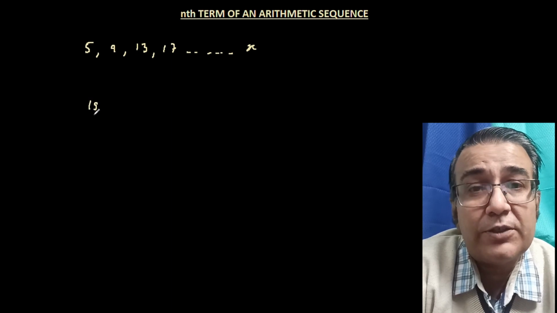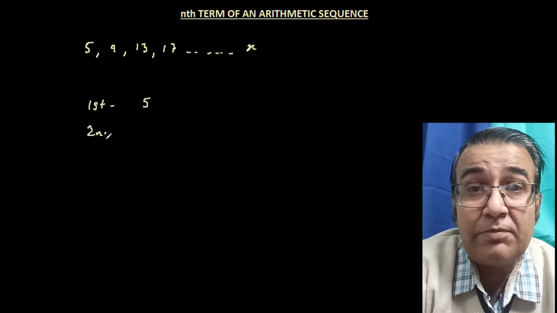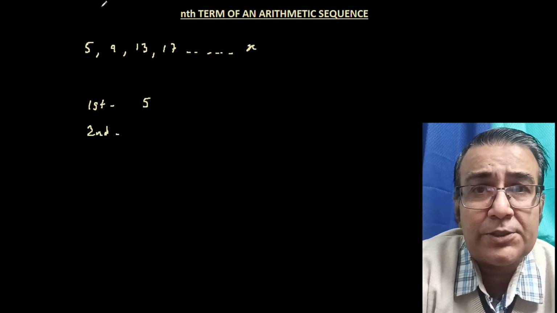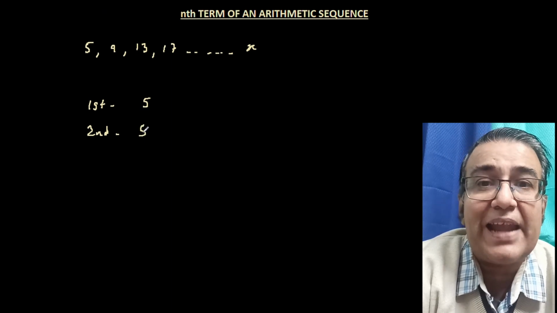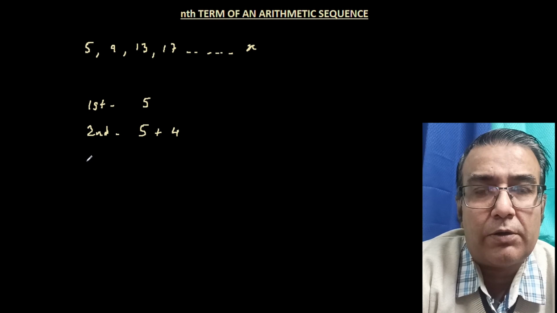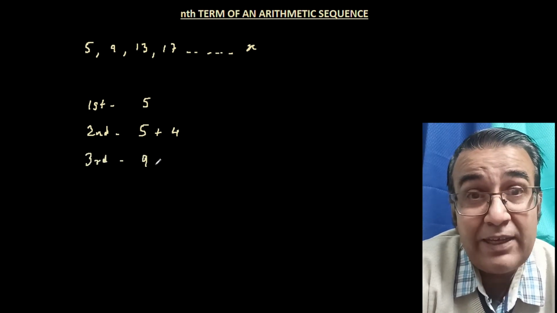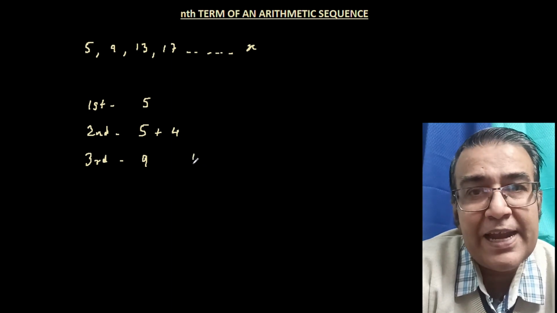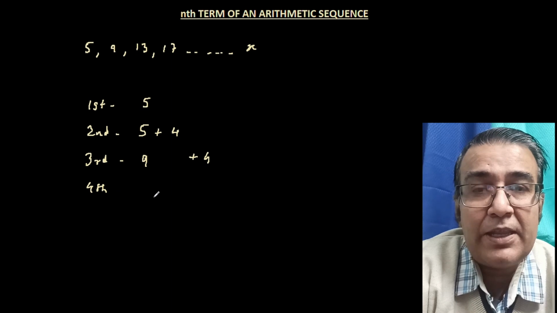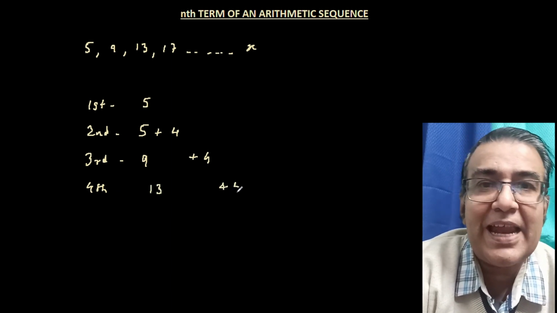If we see the first term here, it is 5. If we look at the second term, it's 9, but this 9 can also be written as the first term, which is 5, and we are adding 4 to that. So it can also be written as 5 plus 4. If we look at the third term, it's the previous term, which is 9, plus we are again adding 4 to it. If we look at the fourth term, it is 17, which means the previous term, which is 13, and we are again adding 4 to it.